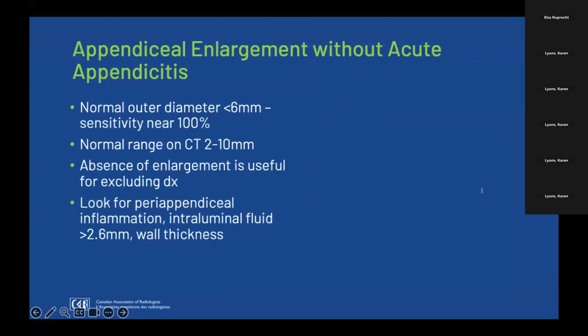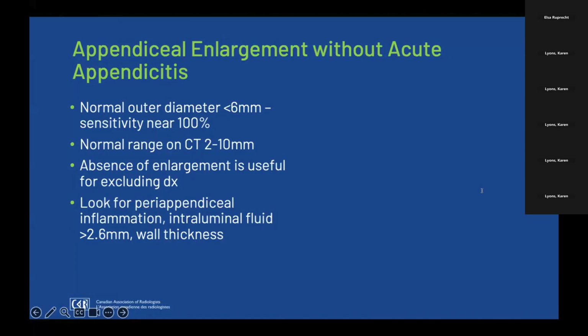The most used upper limit for the normal maximum outer diameter of the appendix on ultrasound is 6 millimeters. That's helpful in that it is very rare for acute appendicitis to be associated with an appendix that measures less than 6 millimeters in diameter. So an appendiceal size threshold of 6 millimeters confers a sensitivity of almost 100% for appendicitis. But the normal range of appendiceal size is less well established on CT than ultrasound, somewhere between 2 and 10 millimeters, according to the literature.